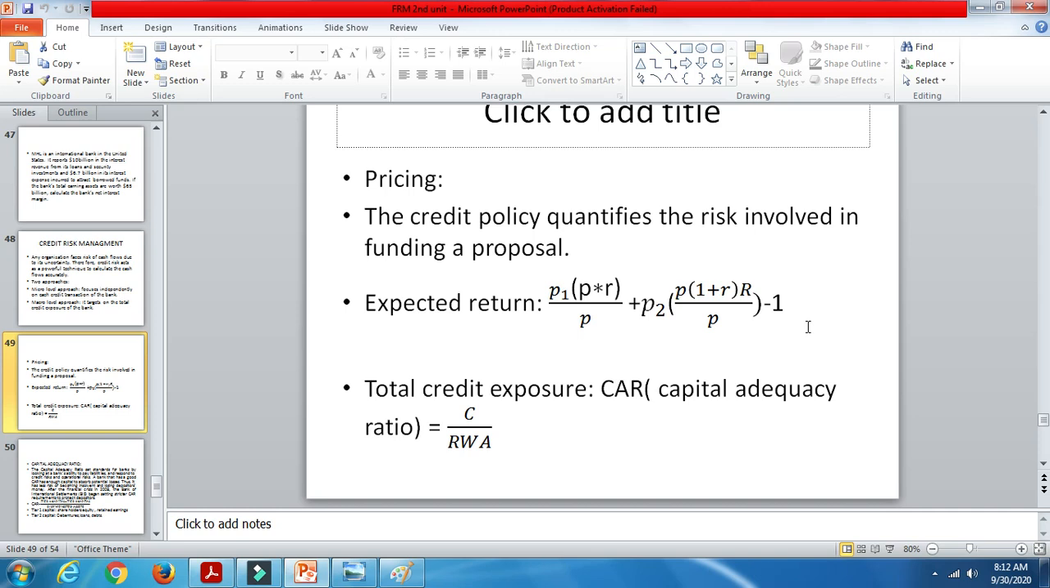Capital adequacy ratio. This has to be maintained properly, because it measures the total credit exposure of the bank as such. It's a macro level approach. Let's discuss the capital adequacy ratio in my next slide.